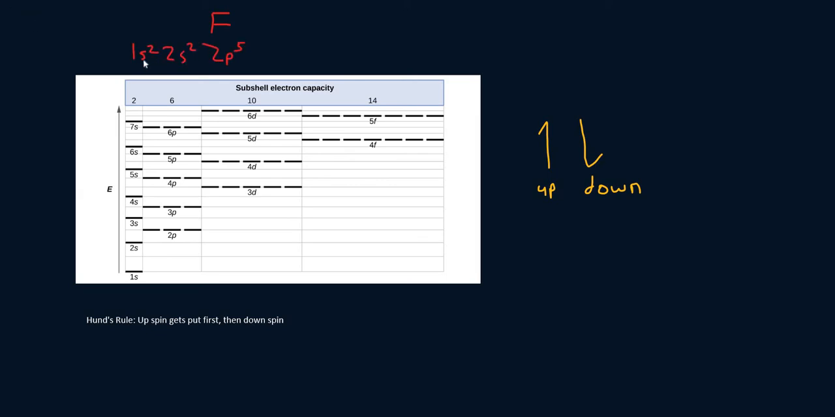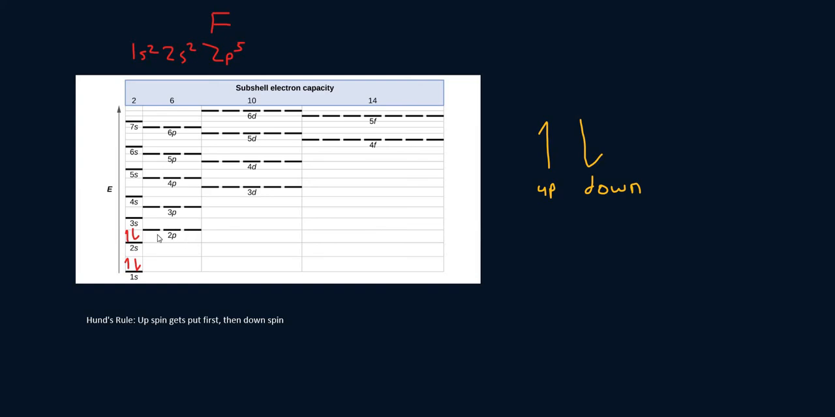So here's the full electron configuration for fluorine. What I'm going to do is start at 1s, because that's the lowest energy level. In the ground state, you have to start at the lowest energy level. So I'm going to start at 1s, and I'm going to put my 2 here. Remember, start with the up, then do the down. So 1s2, that gets filled up. 2s2, that's going to get filled up, like that.